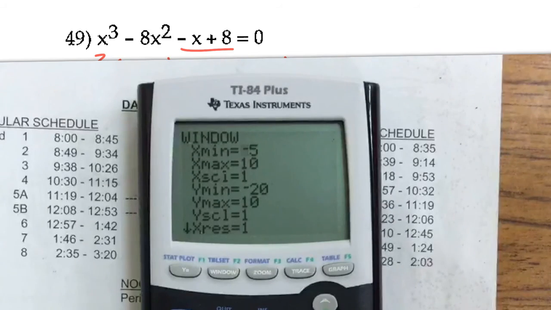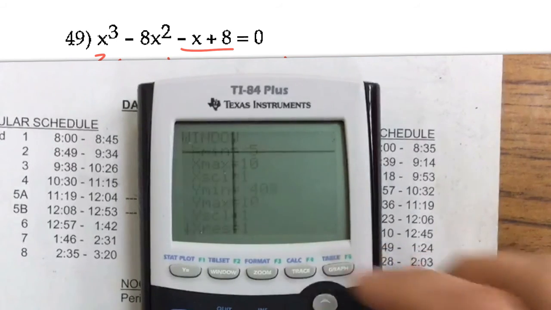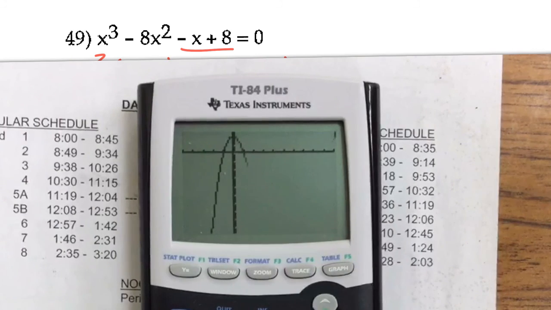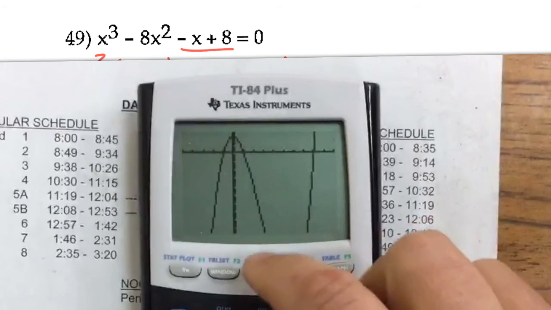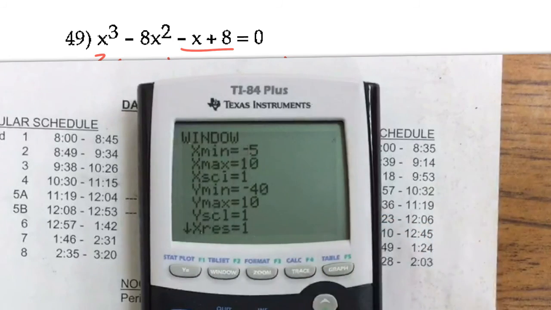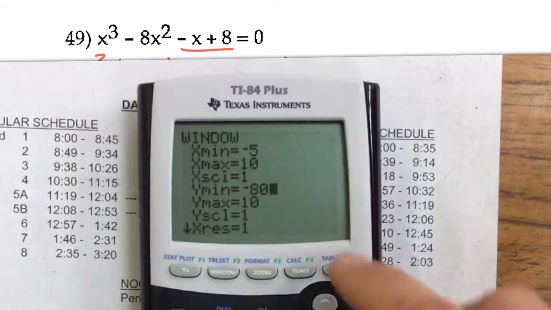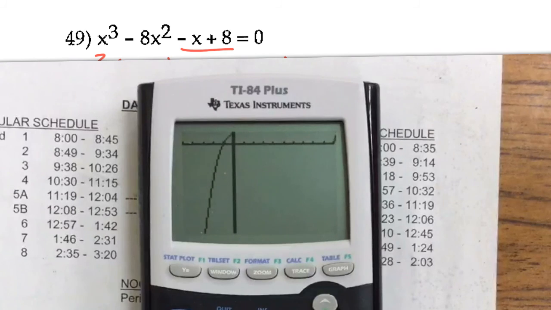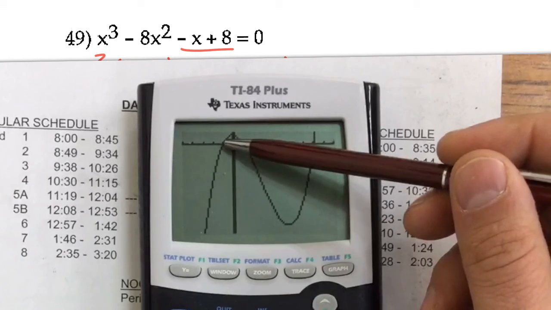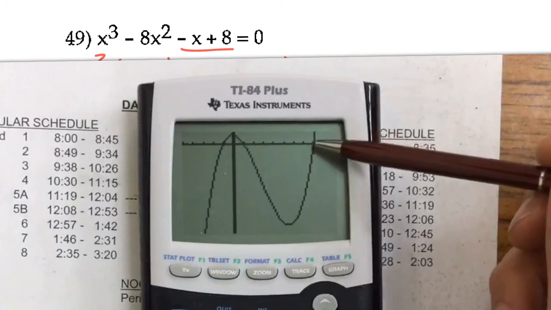So let's go to window, and let's go more down, negative, and it probably is going to be a lot more down, but I'm just going to use the doubling principle and see. Yeah, not even close yet. More down, negative 80. All right, this is a nice comprehensive window then. So what I'm going to try to do is find the zeros right there, and right there.